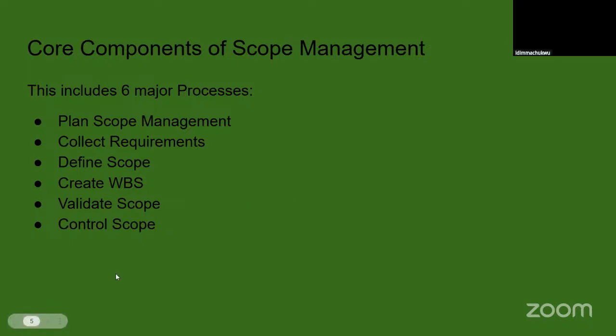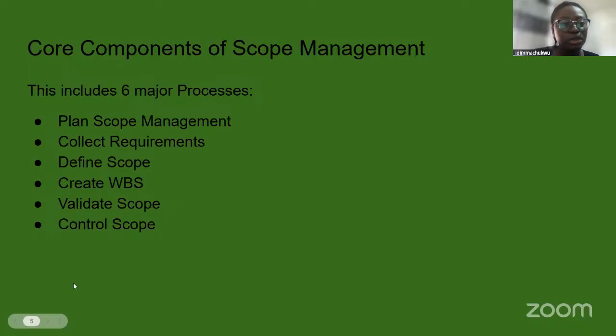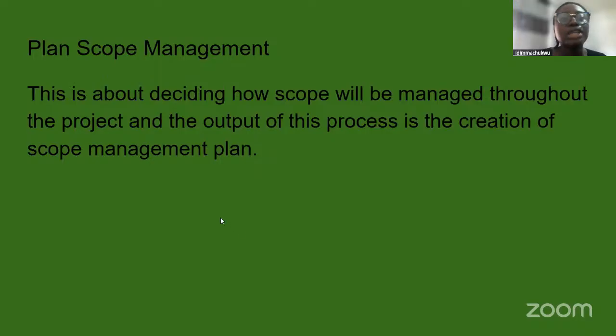Okay, so we're going to be looking at these processes one after the other. The first one is plan scope management. The plan scope management process is about deciding how scope will be managed throughout the project. And the output of this process is the creation of the scope management plan. At the end of the day, there's one thing that is expected from this process, and that one thing is the scope management plan.